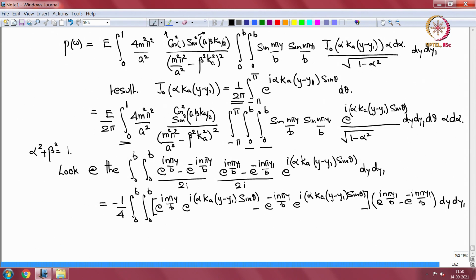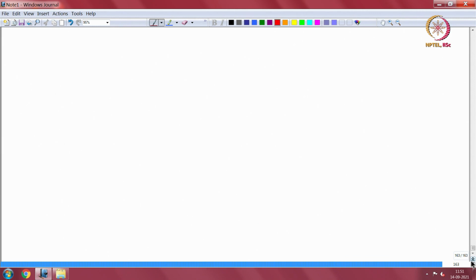Okay, so this will result in 4 terms. This with this and this gives 2 terms, this with again this and this gives 2 terms, so you get 4 terms. So let's just look at one term, which is the first term with the first term here. There will be many similarities, so I'll just go through one term.